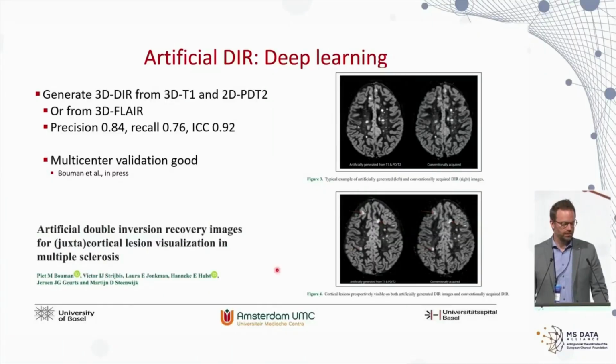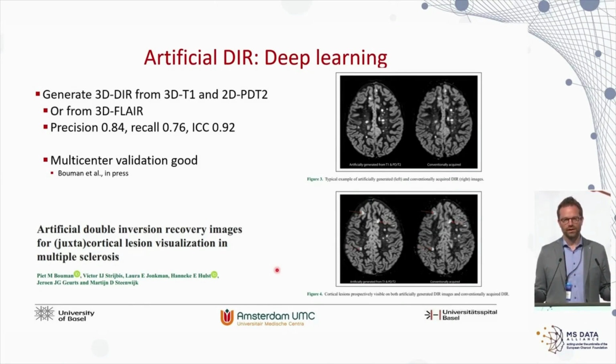So here's an example from our center where we try to tackle the problem of not being able to acquire DIR scans in clinic by generating DIR sequences from existing clinical protocols. The way we did this is we had a research cohort that had acquired DIR, but also other sequences, and we trained artificial intelligence networks to generate these DIR sequences from the data. As it turns out, this is quite feasible if you combine some measure of T1 and T2 together. This can be a PDT2 or 3D FLAIR or a 3D T1, 2D T1. Combinations are possible, and the performance is quite good.